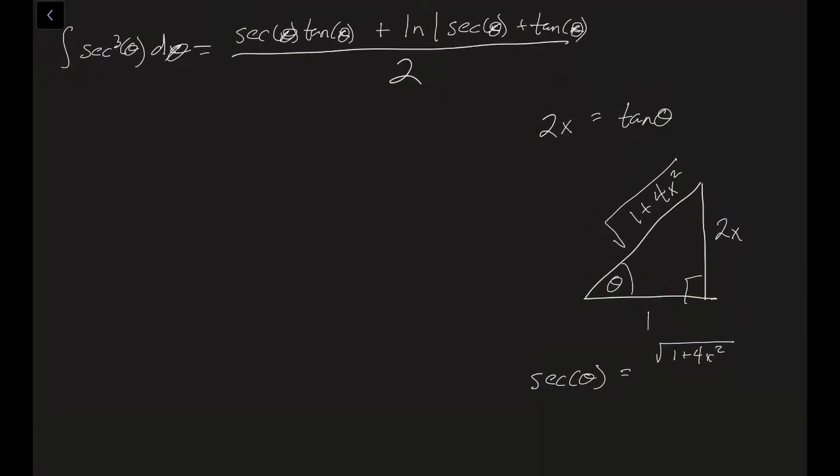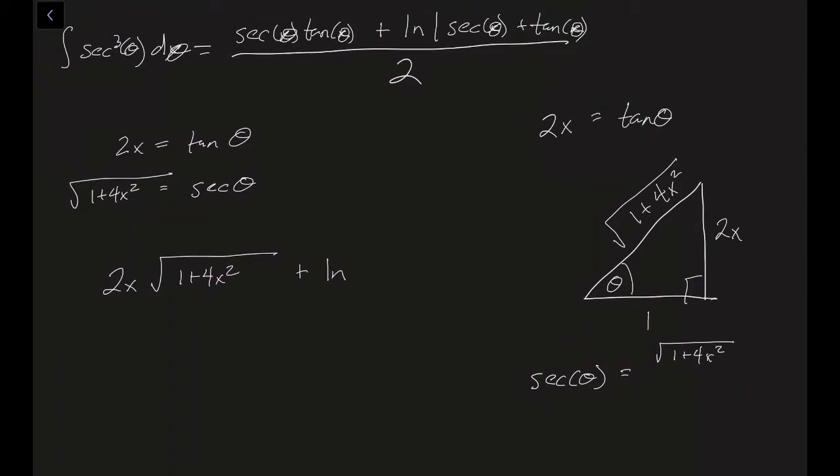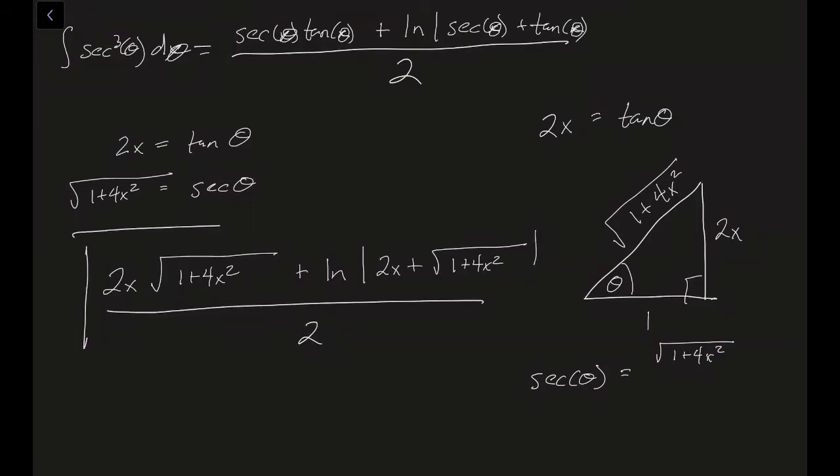Okay, so let's just write it down here. 2x is equal to tan theta, and the square root of 1 plus 4x squared is equal to secant theta. Now we don't need any other trig forms here, so let's just go ahead and plug everything in. So we have 2x square root of 1 plus 4x squared plus the log of 2x plus the square root of 1 plus 4x squared, all over 2.